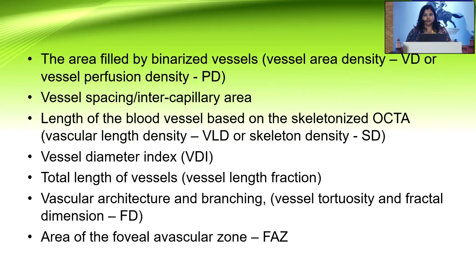Various quantitative measures which have been described are the area filled by binarized vessels, vessel density, vessel spacing or the intercapillary area, length of the blood vessels based on the skeletonized OCTA, which is the vascular length density, vascular diameter index, total length of the vessels, vascular architecture and branching, and area of the FAZ. So these are basic quantitative factors which are important in determining the progression.